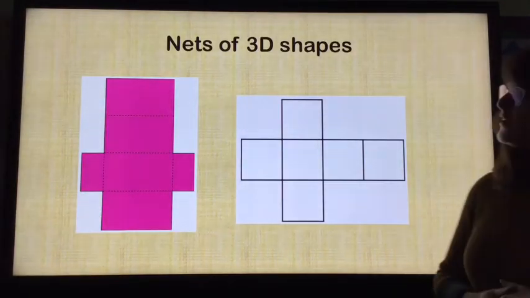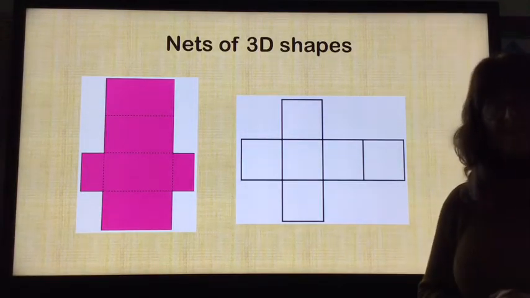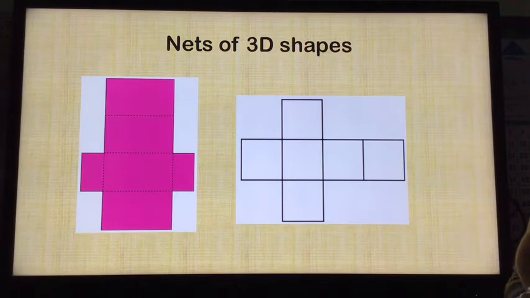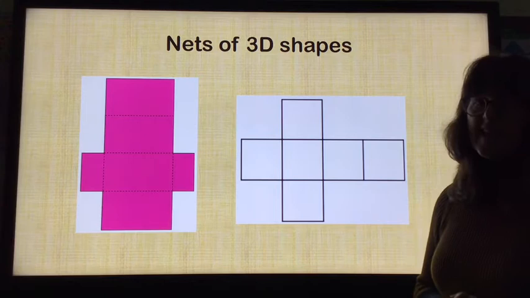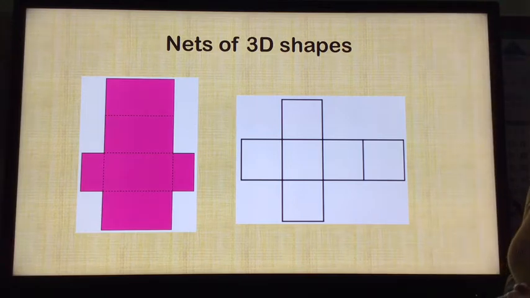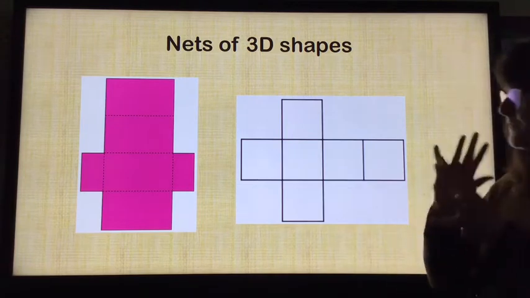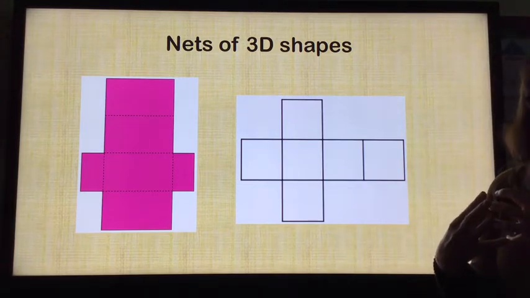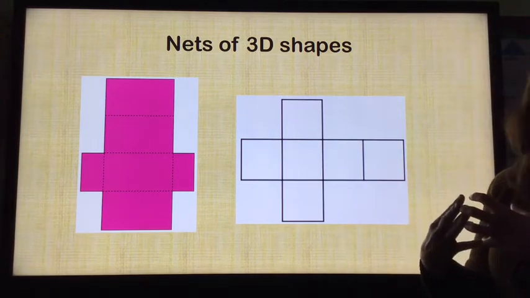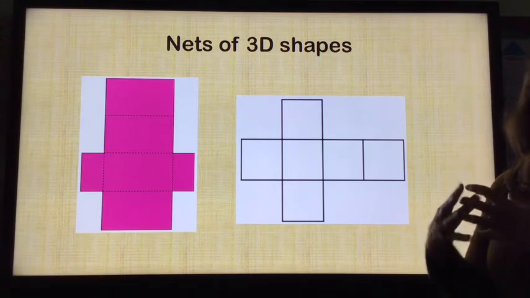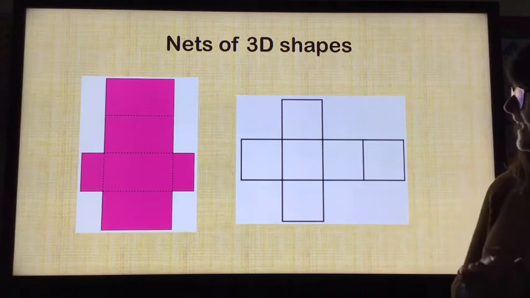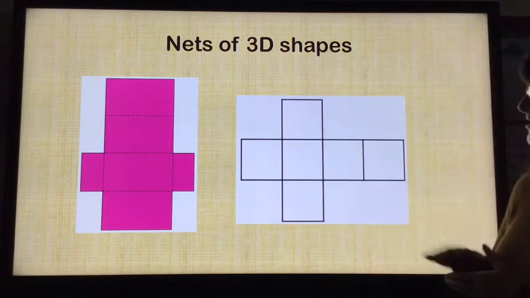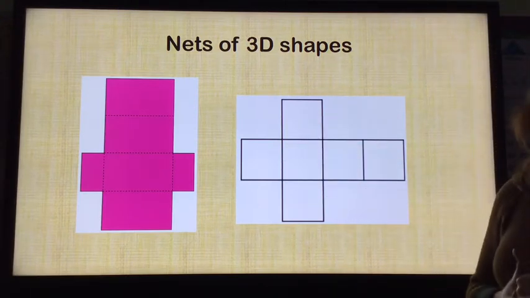Now, I'd like you to have a look at the nets of these 3D shapes. One of these is a net of a cube, and one of these is a net of a cuboid. In case you've forgotten what a net is, if you cut round the edge and folded these up, they would be a cube or a cuboid. The net is if you'd unfolded a shape. This is if you were making it out of paper, you'd have to cut this shape out and fold it along the lines.